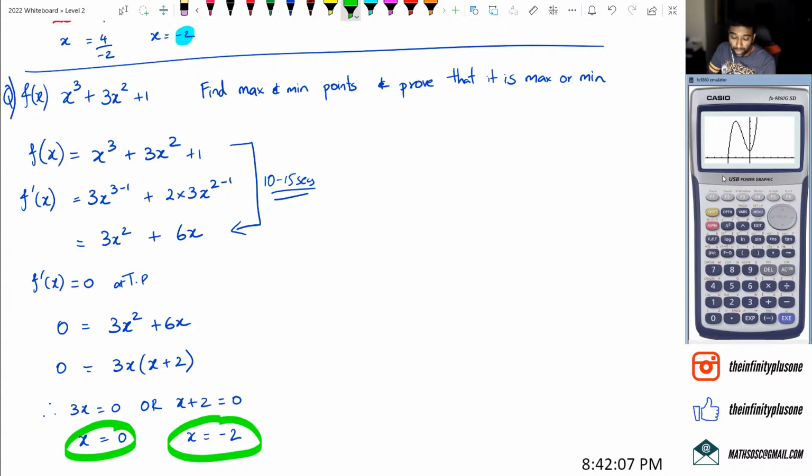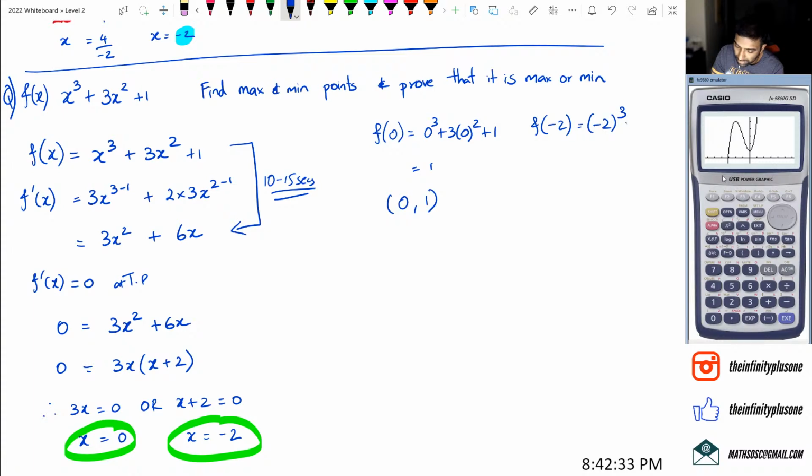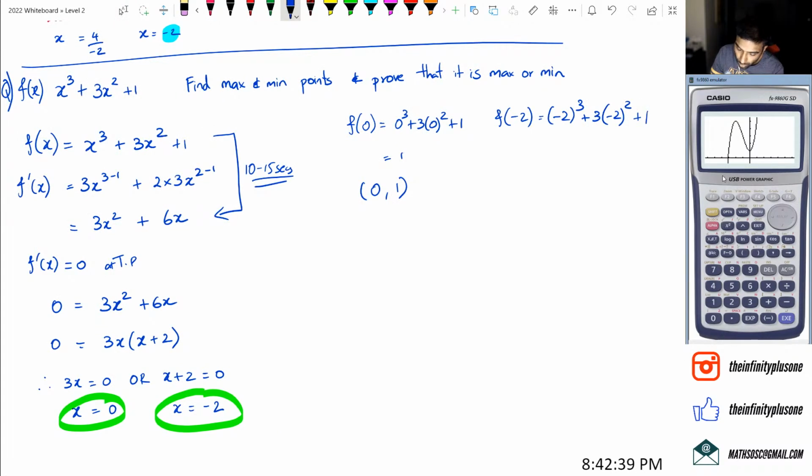So we now need to know what the y values are. To find out, we need to go back to the original equation, and find f of 0, and also f of negative 2. So f of 0 is simple because we've got 0 cubed plus 3 times 0 squared plus 1 equals 1. So here's my first point, 0, 1. My second point, f of negative 2: negative 2 cubed plus 3 times negative 2 squared plus 1. So what do I got here? Minus 8 plus 12 plus 1, and this gives me 5. So this is my next point, which is negative 2, positive 5.